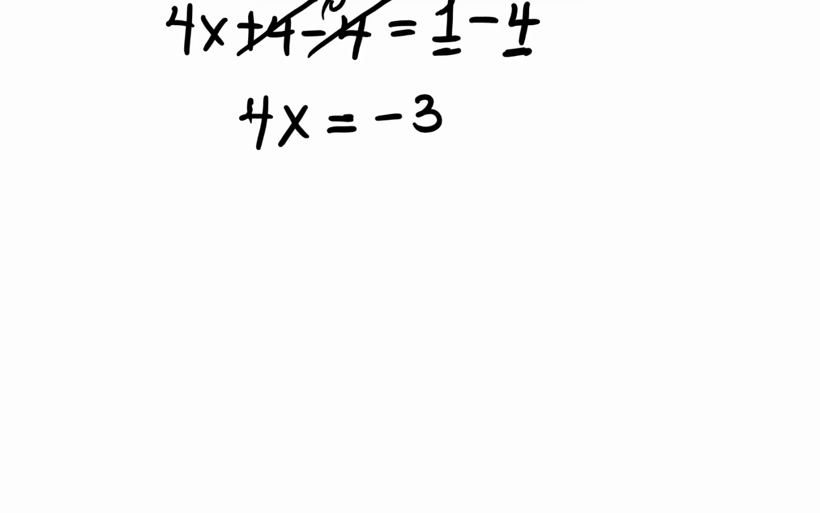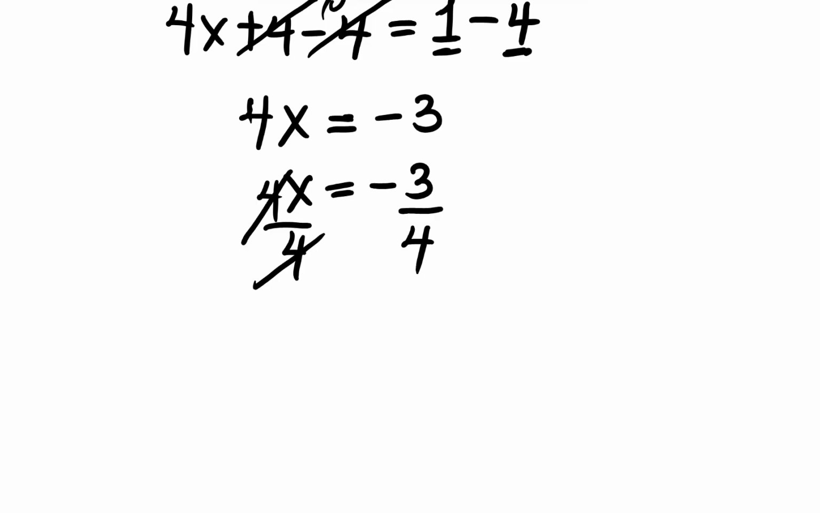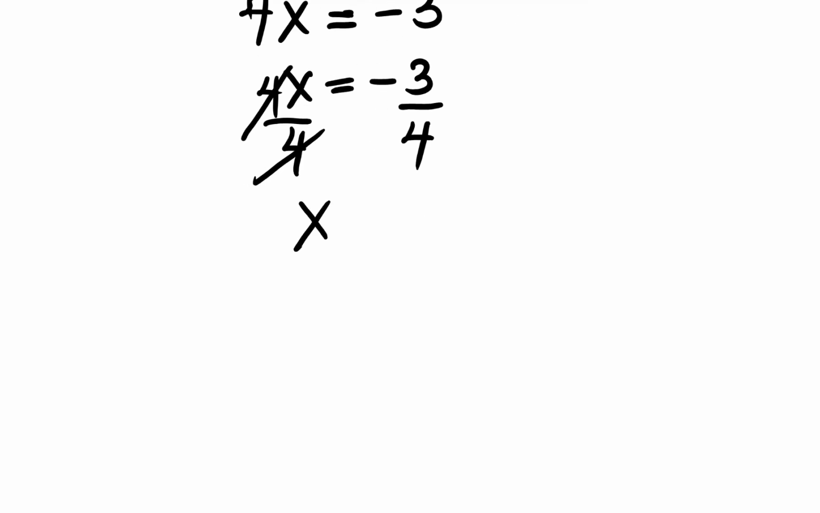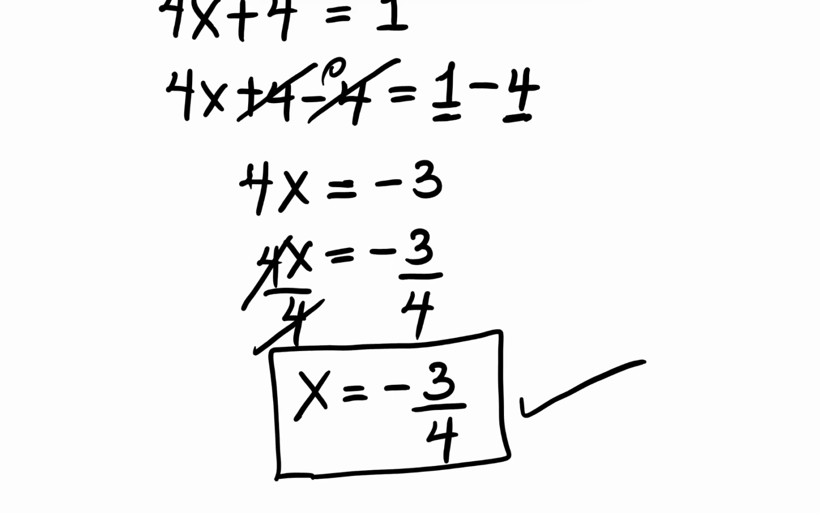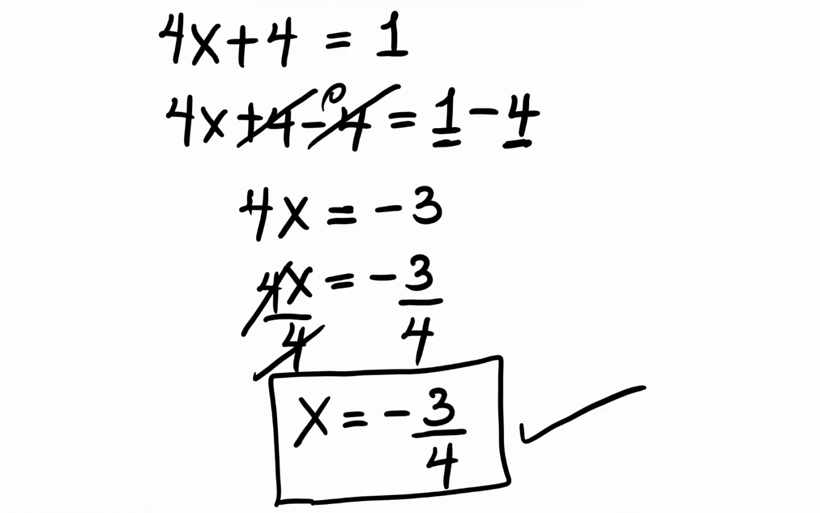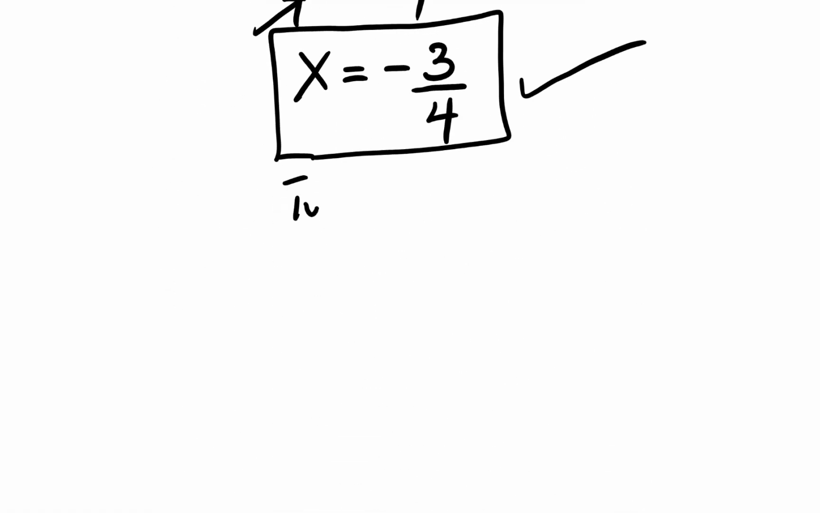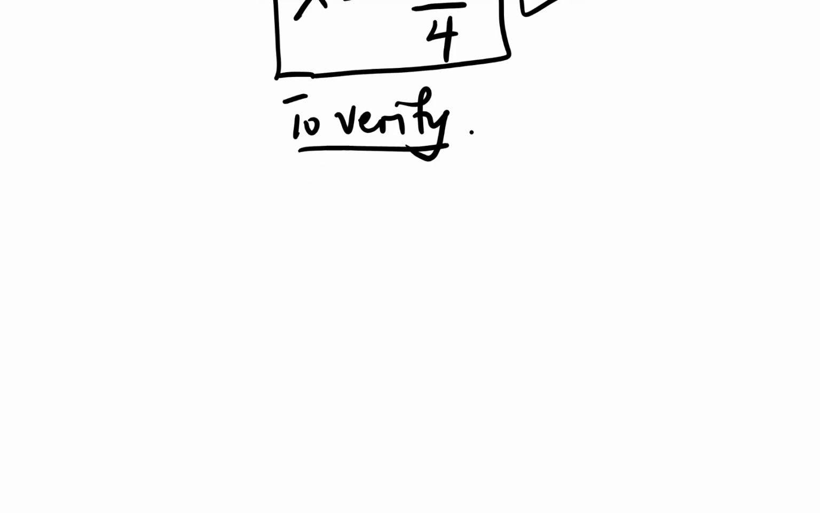So now to find the variable x, we need to divide both sides by 4. This 4 cancels there. So we have our x to be minus 3 over 4. Now this is the final answer to our question. But now let us go ahead and verify to confirm that this answer is correct.